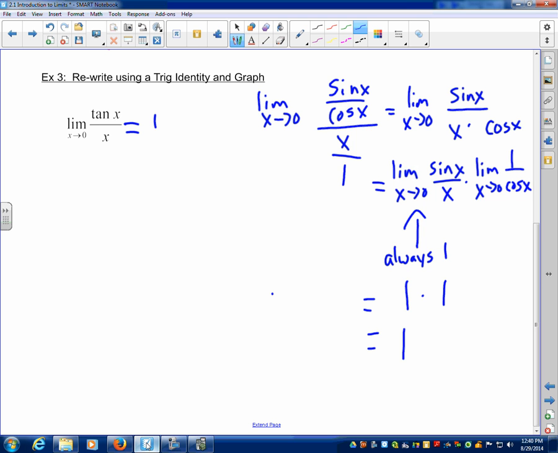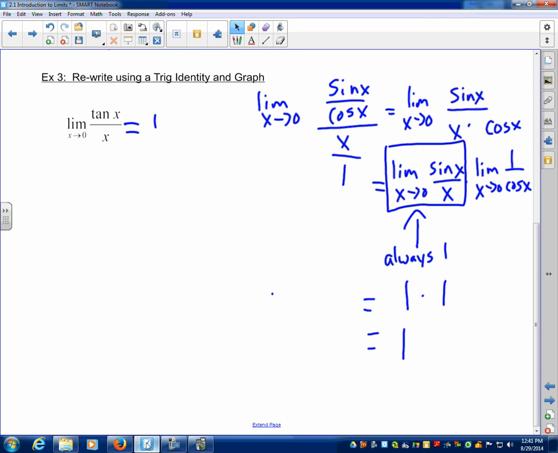So this would be the algebraic way of doing that one, which you would only be able to do if you know this fact. Limit as x approaches 0 of sine x over x is always 1. Go ahead and box that or star it. You need to know that. You're going to have to memorize it. It's actually something you're supposed to know for the AP exam too.